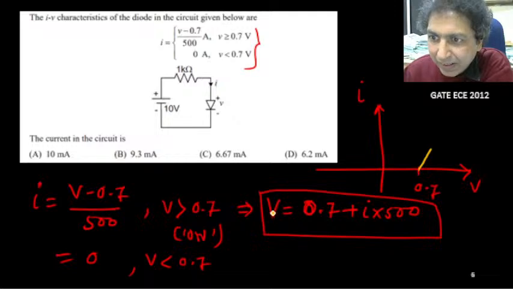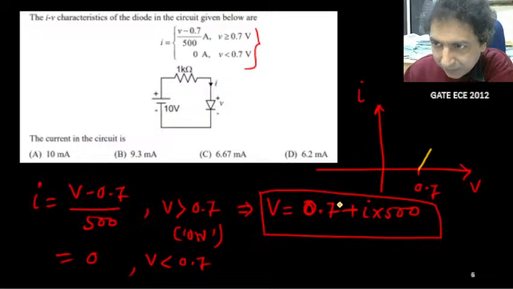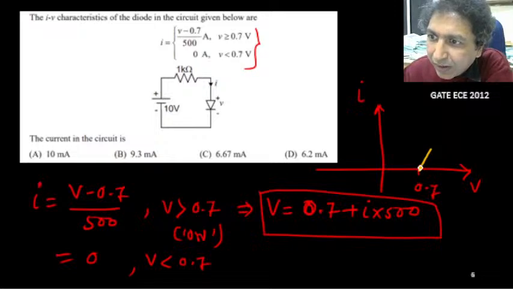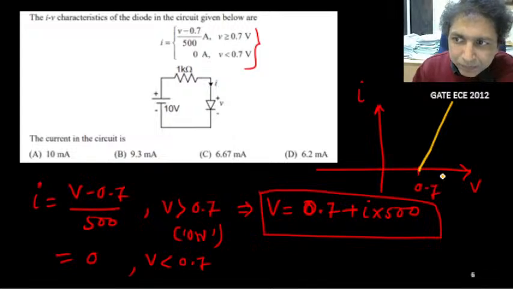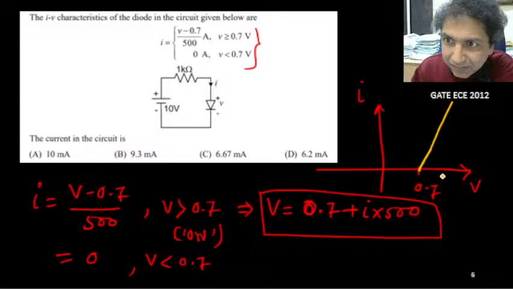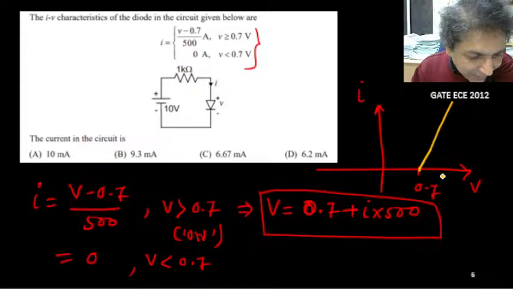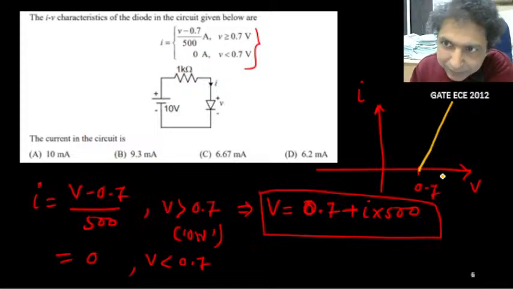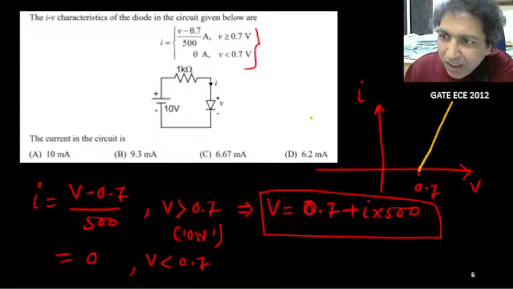When I is increasing, V is also increasing. When I equal to 0, it is 0.7, right? So it is actually like this. Are you convinced? Because you are saying that it is 6.2 milliampere, it looks good.